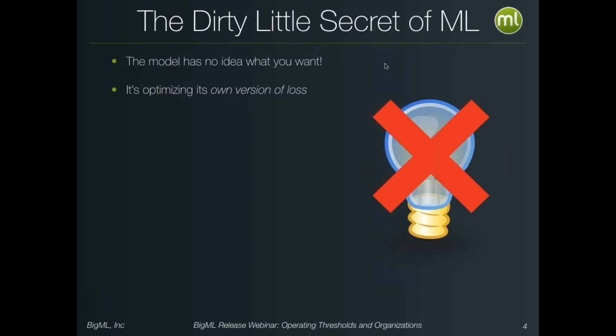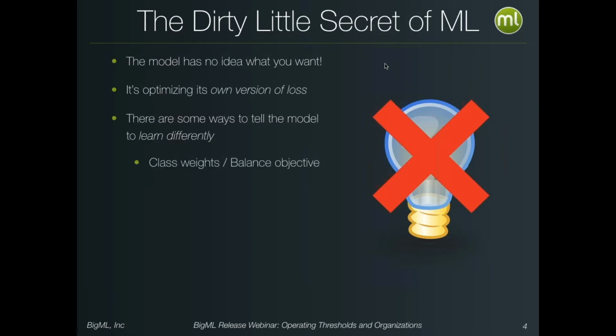It's going to say, okay, making a mistake is bad. Doesn't matter what kind of mistake it is. I'm just going to try to minimize the number of mistakes I'm making. So that's what we mean when we say the model's optimizing its own version of loss. It has a set of assumptions that it's working with about your data, and those assumptions are fairly naive. And so there are some ways to impart a little bit of knowledge about your values to the learning process.